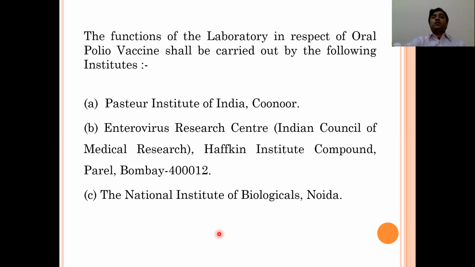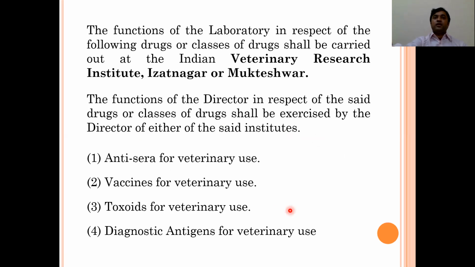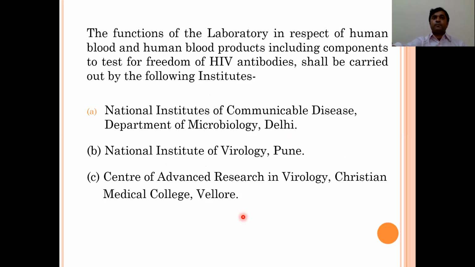Next, the function regarding oral polio vaccine. This function will be seen in the following institutes. There are 3: Pasteur Institute of India, Coonoor; Enterovirus Research Center at ICMR; National Institute of Biologicals at Noida. Next comes veterinary: Indian Veterinary Research Institute, located at Izatnagar. They see about the anti-sera, vaccines, toxins, and diagnostic antigens for veterinary use.